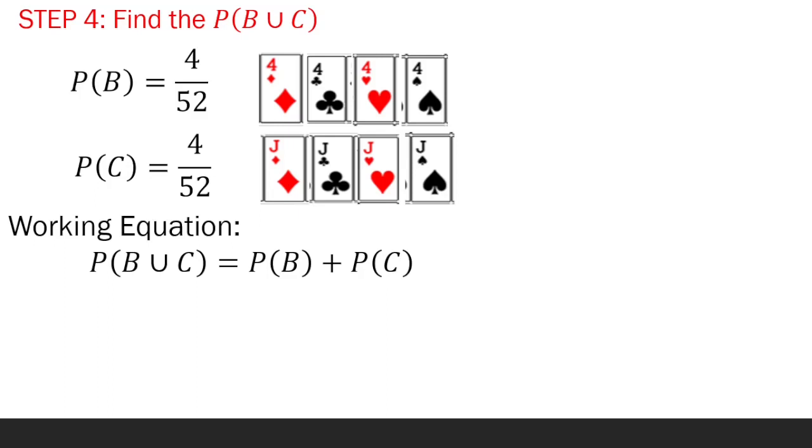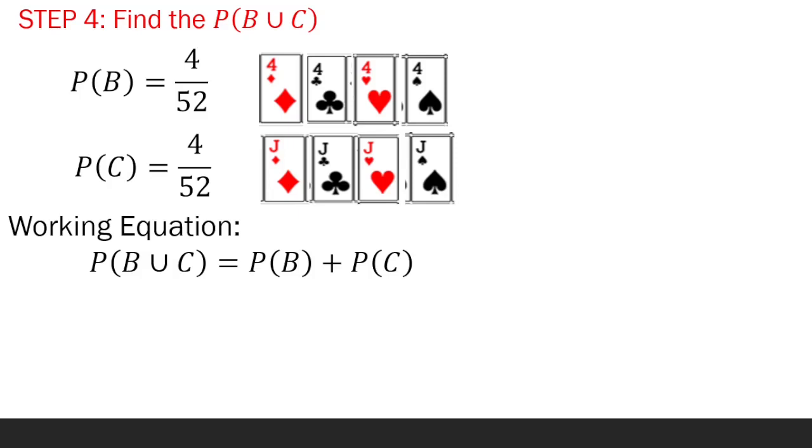Now, next, our working equation will become like this. The probability of the union of getting a 4 or a jack or both is equal to the probability of getting a 4 plus the probability of getting a jack. We do not have any intersection because a 4 and a jack don't have any common element. So therefore, this is now our working equation.